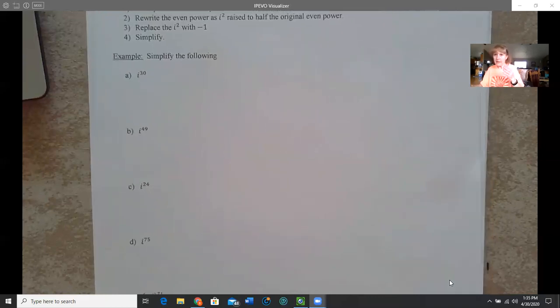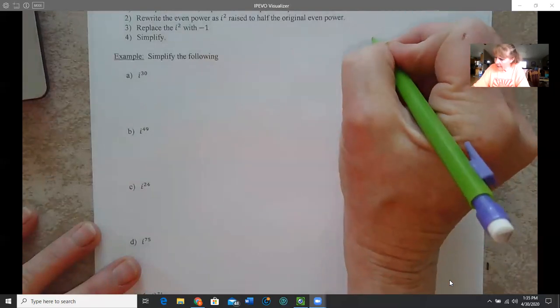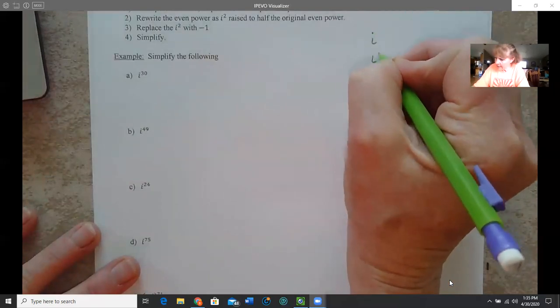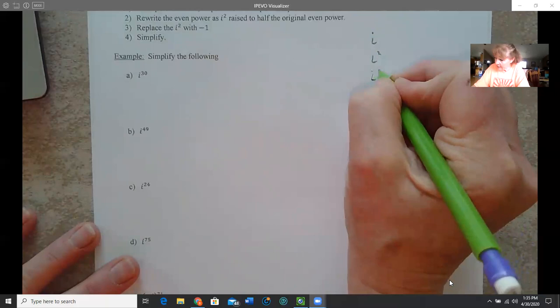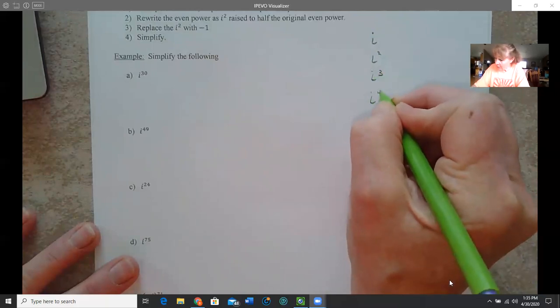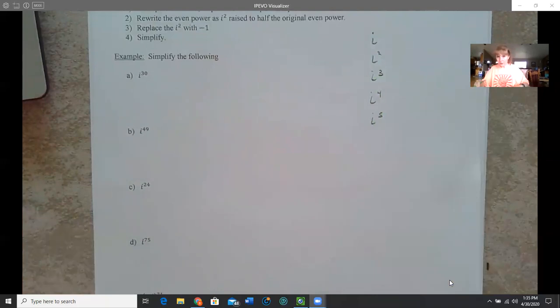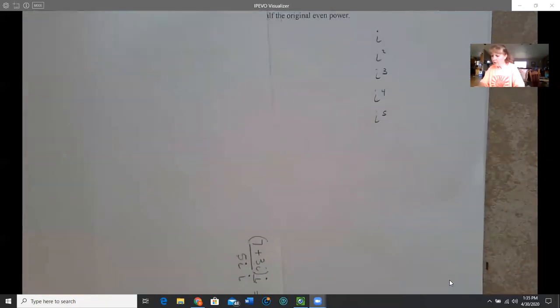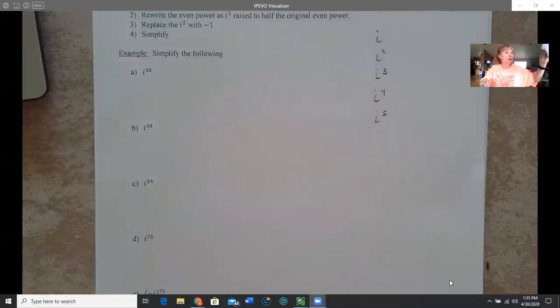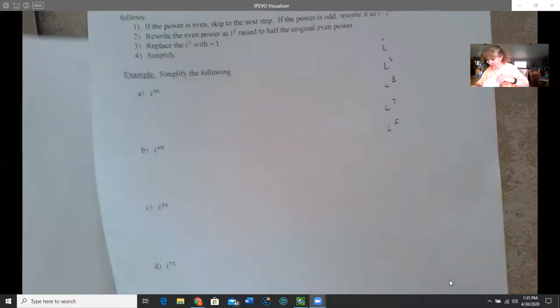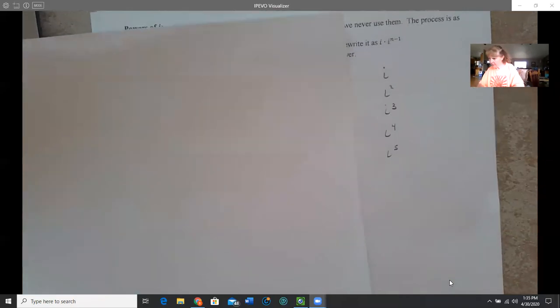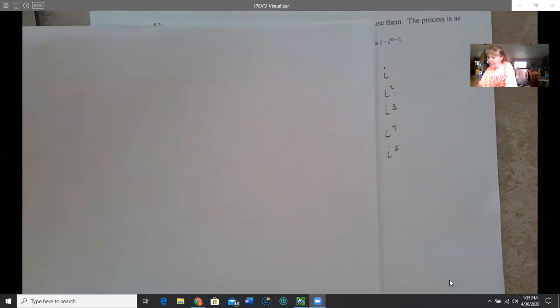The thing about these is that they repeat. So let's say I have i to the 1st, i to the 2nd, i to the 3rd, i to the 4th, and then we're going to look at i to the 5th. So we're going to look at these first, so you guys can see the pattern that's created. I need a blank sheet of paper so it doesn't confuse you. I want you guys to see this pattern.